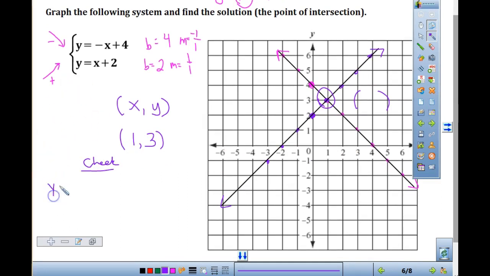So the first equation, please write that y equals negative x plus 4. The second equation, y equals x plus 2. On half of these, Stephen, don't do that. We are going to always be doing our check when you do your homework.